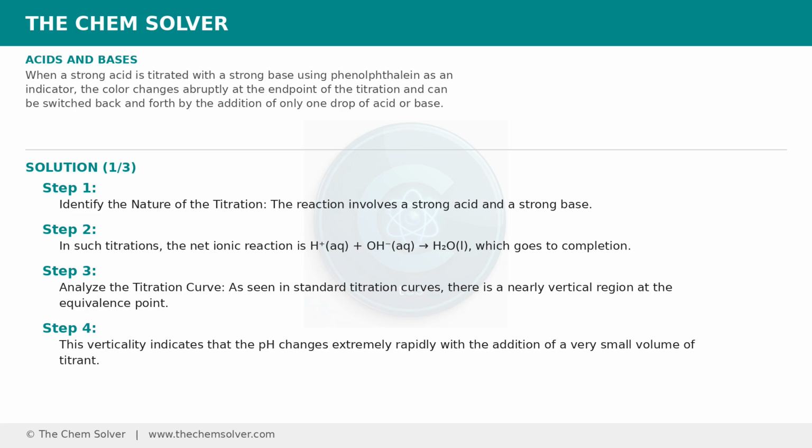Analyze the titration curve. As seen in standard titration curves, there is a nearly vertical region at the equivalence point. This verticality indicates that the pH changes extremely rapidly with the addition of a very small volume of titrant.